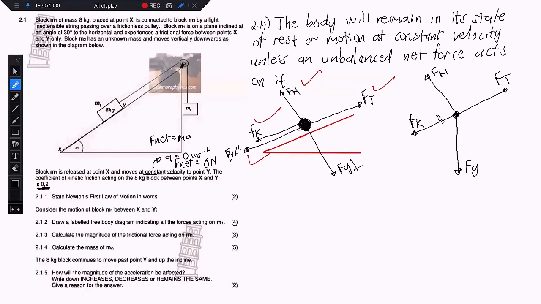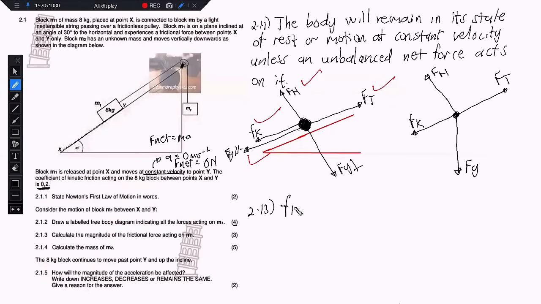But if you can only remember that there is Fg parallel and Fg perpendicular like this, then you can always draw that one and make a mental note that if you have to resolve your Fg into components, it will become like that, right? So 2.1.3 says: now calculate the magnitude of the frictional force acting on block M1.